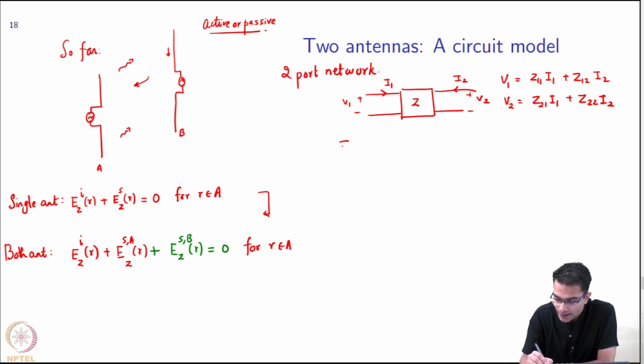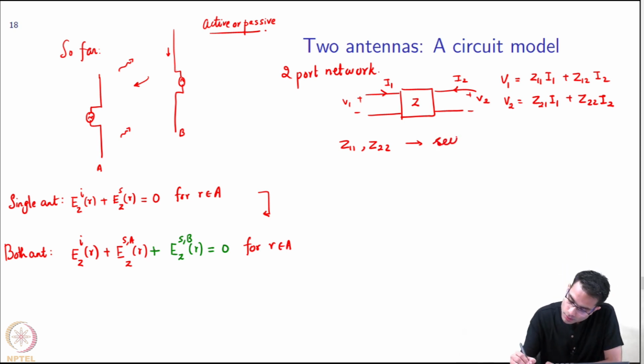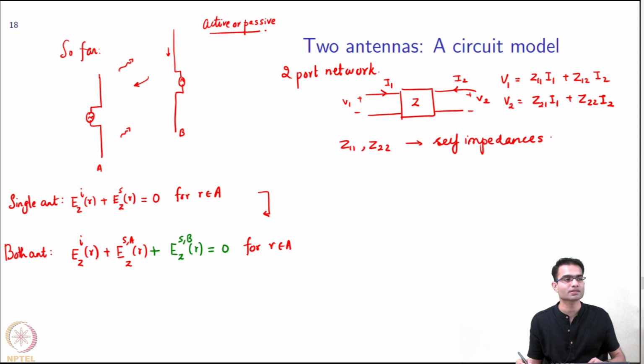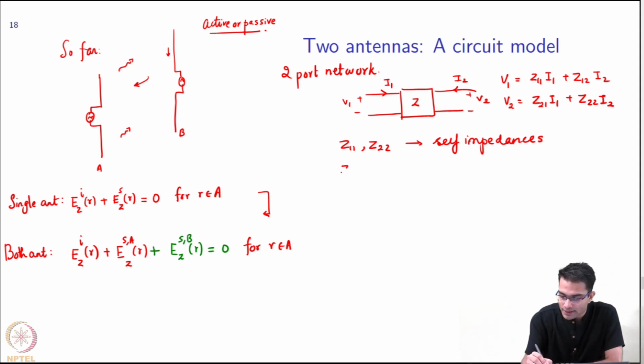So what are these Z11 and Z22? These will be called the self impedance. These are the impedances in the absence of the other antennas. This is what we had so far, when there was a single antenna, nothing else to disturb it. And then Z21, Z12, these are called the mutual impedances.